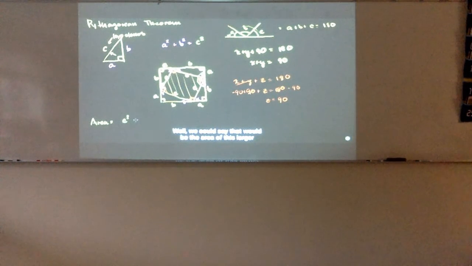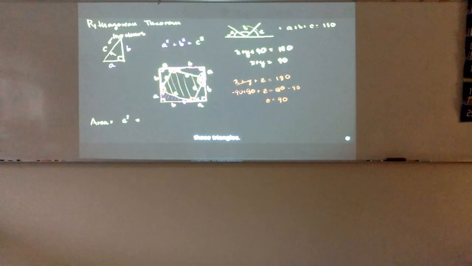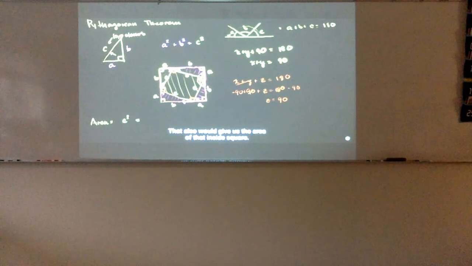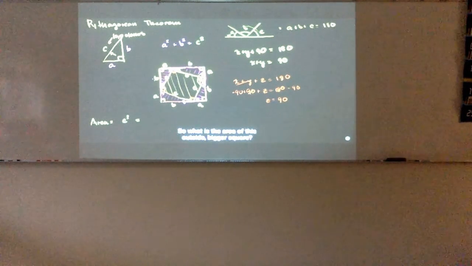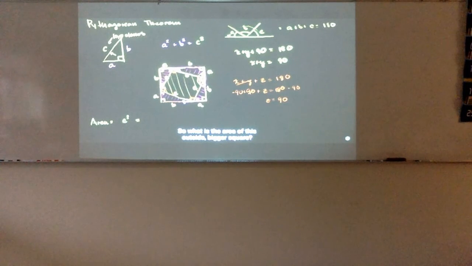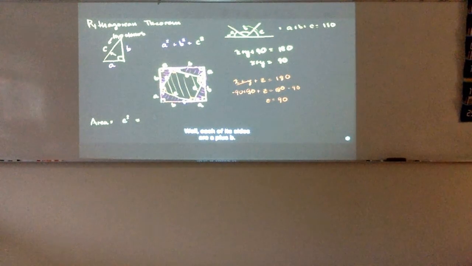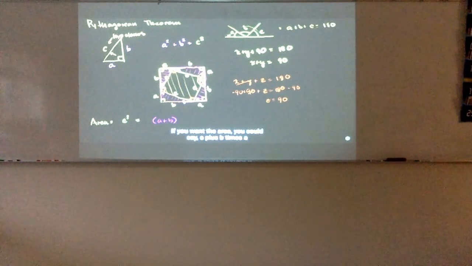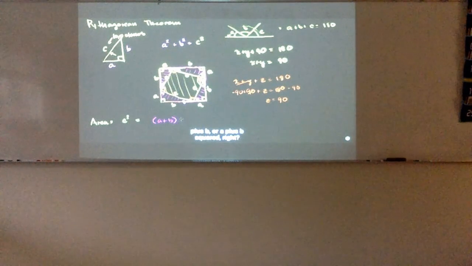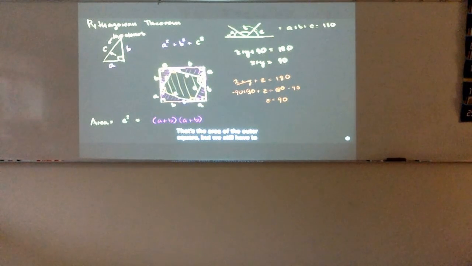Well, it would also be the area of this larger square, this whole square over here, minus the area of these triangles. That also would give us the area of that inside square. So what is the area of this outside bigger square? Well, each of its sides is a plus b, so the area is a plus b times a plus b, or a plus b squared. That's the area of the outer square.